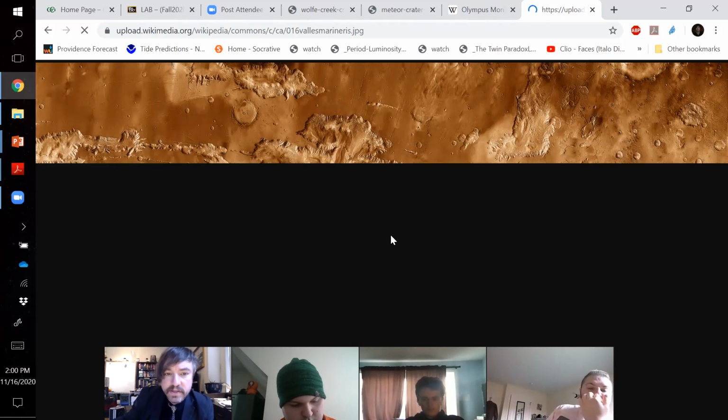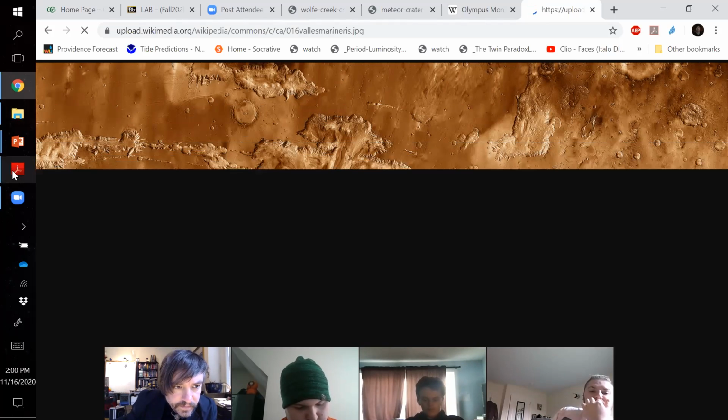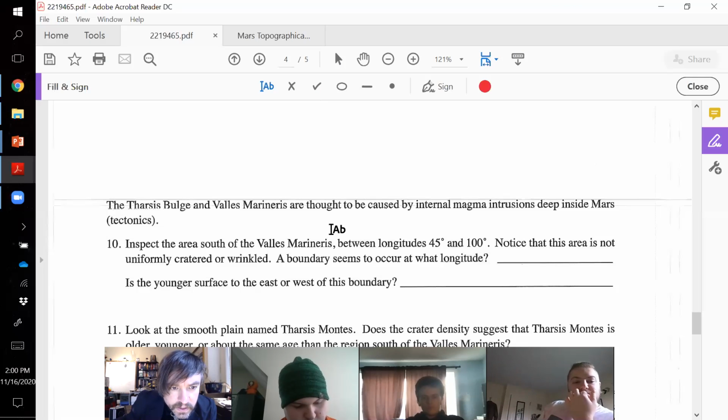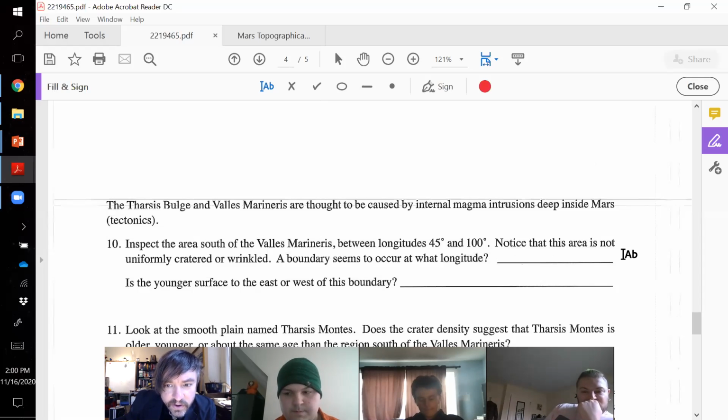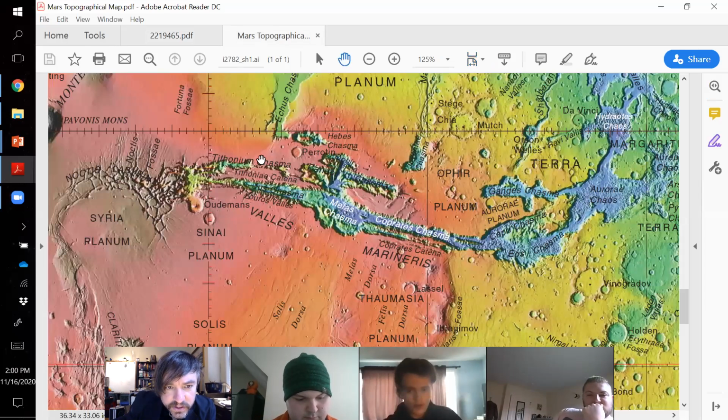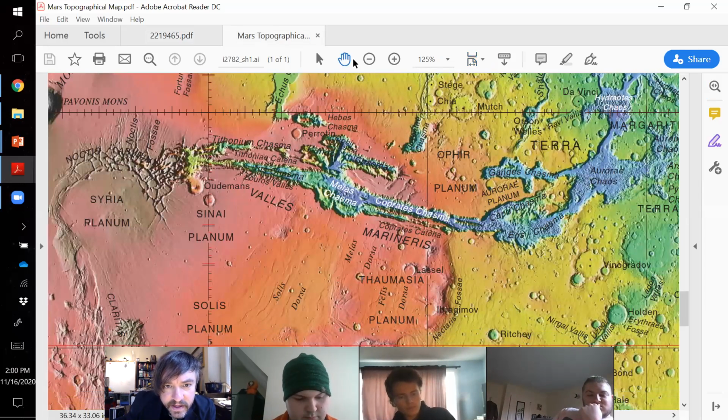While that's loading, let's read the question. Inspect the area south of the Valles Marineris between longitudes 45 and 100 degrees. Notice the area is not uniformly cratered or wrinkled. A boundary seems to occur at what longitude? So they're basically asking about this region here, south of the canyon.